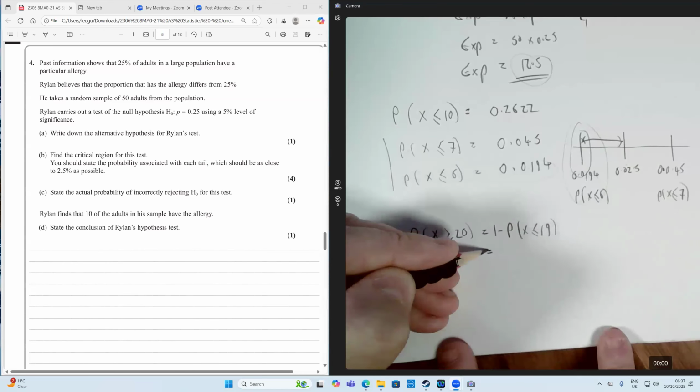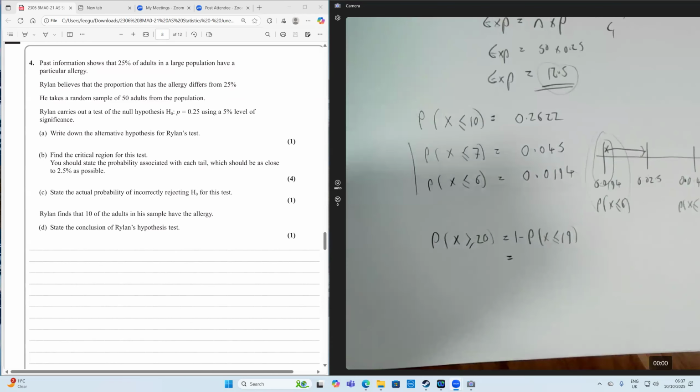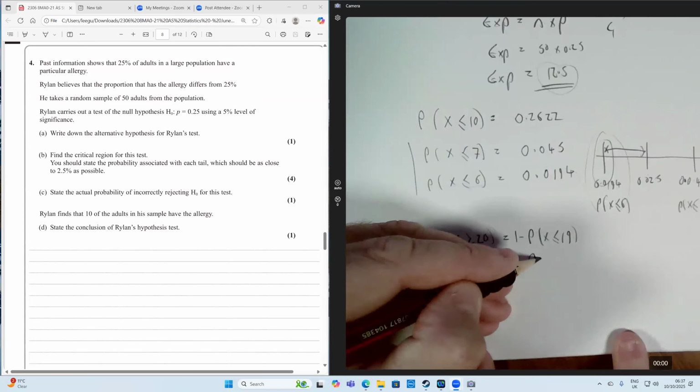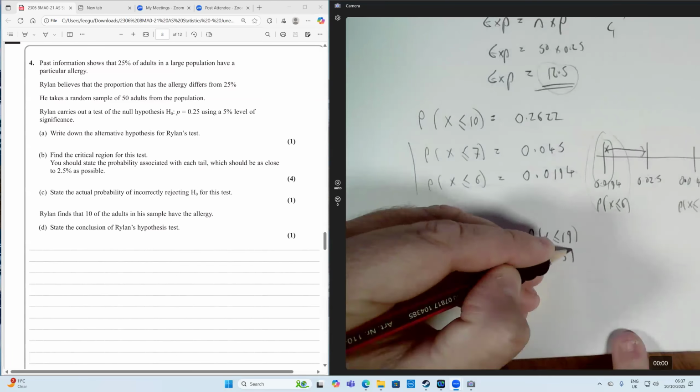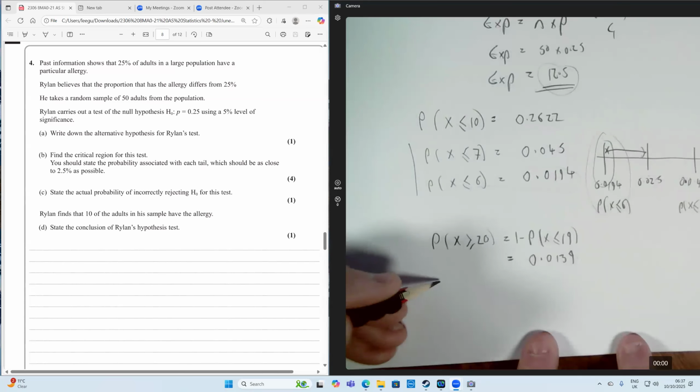However, if you have the CG50 or the CG100, you can just do it directly by selecting the right-hand tail. But when we work that out, that turns out to be 0.0139. So we're in the critical region there. Let's have a look and see what happens.